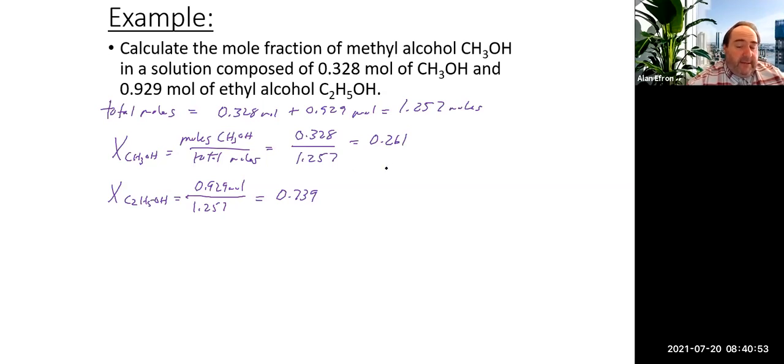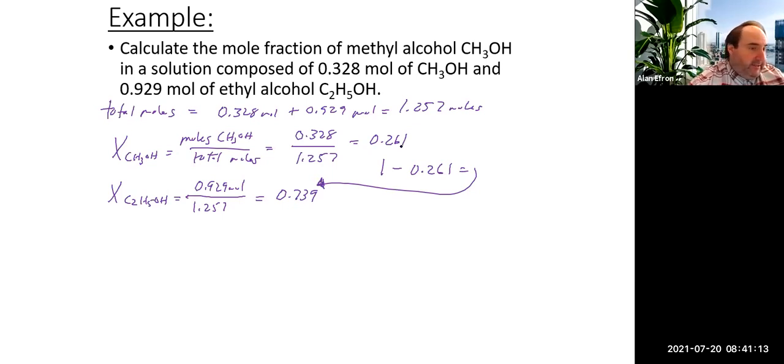The other thing you could have done is, because there are only two things present in the solution, again, 100% would have been 1. So you could have at that point taken 1 minus 0.261 and gotten the mole fraction of the other guy. Again, 1 representing basically 100%.